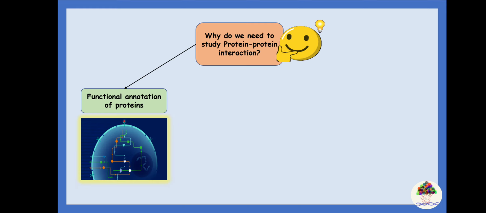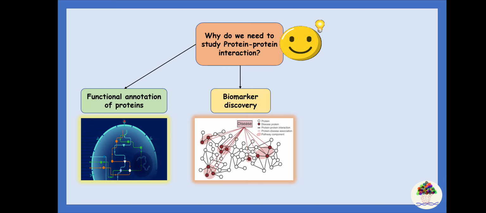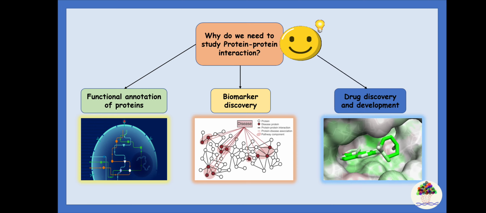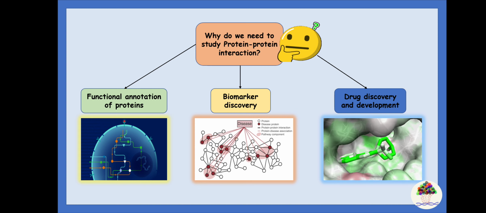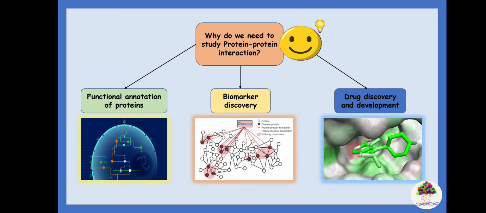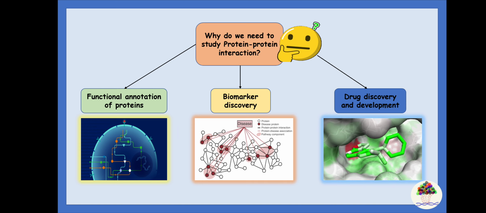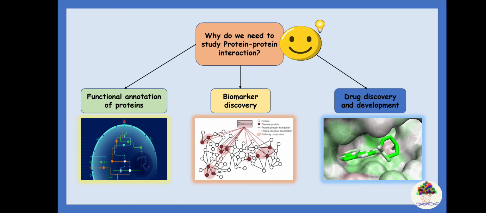First one is the functional annotation of proteins. If we want to detect the cellular pathways or the signaling cascades inside a cell, we must know the protein-protein interactions. Second one is biomarker discovery. If we want to detect the biomarkers which are related to different diseases, we must know protein-protein interactions. The third one is drug discovery and development. Drug discovery is very important and useful, so we need protein-protein interactions to discover new drugs.